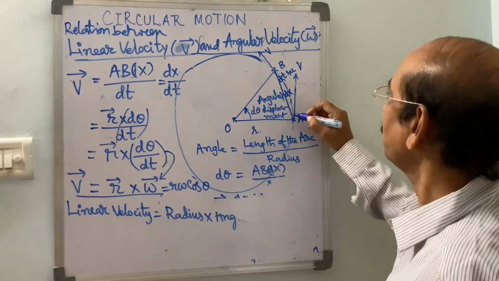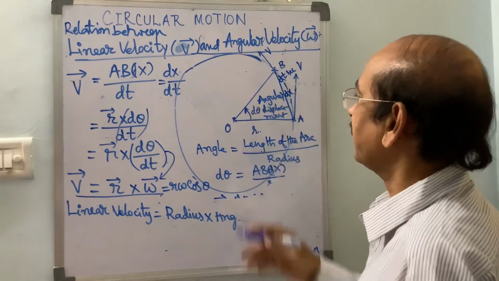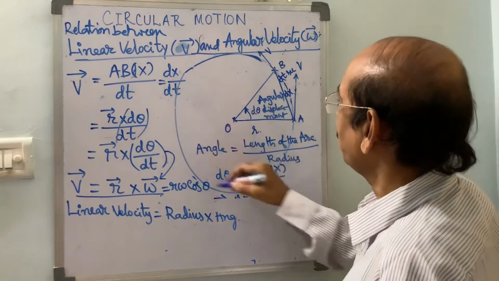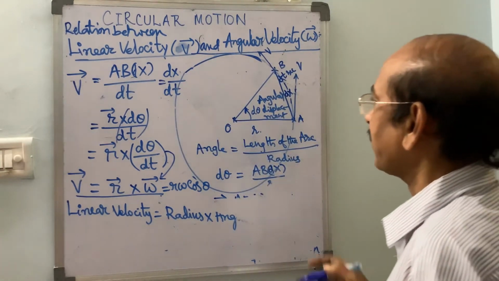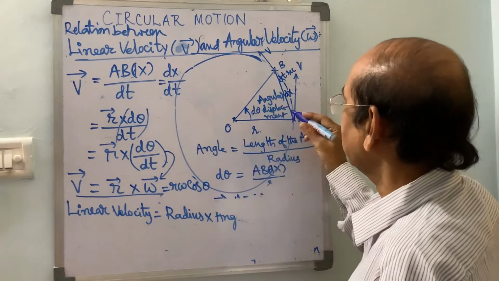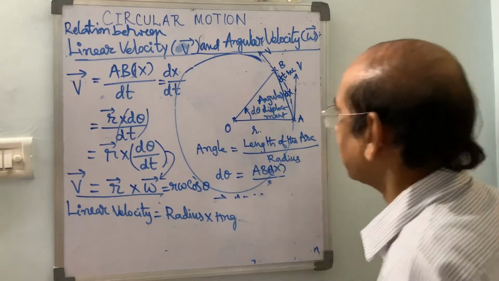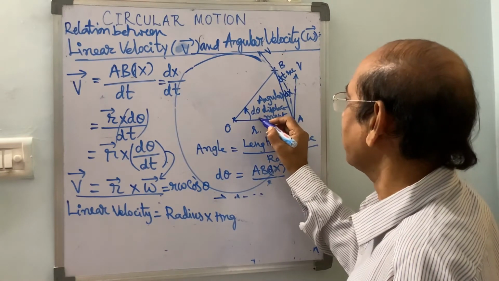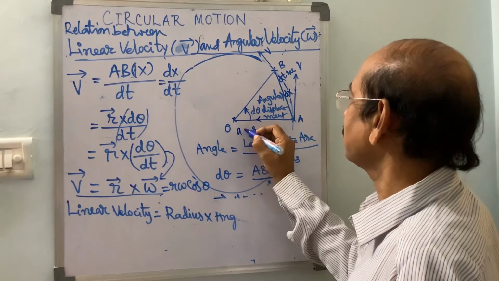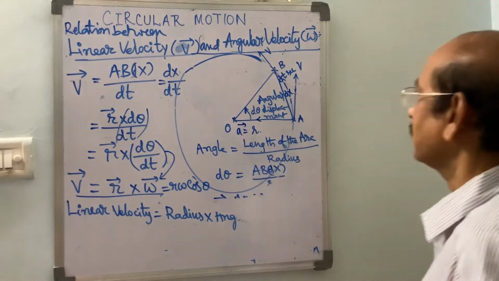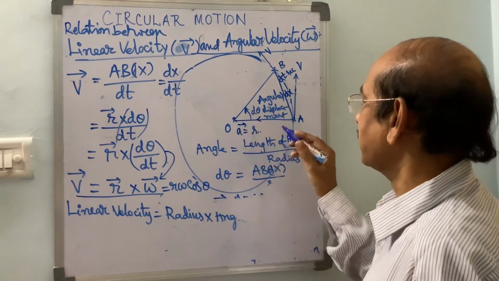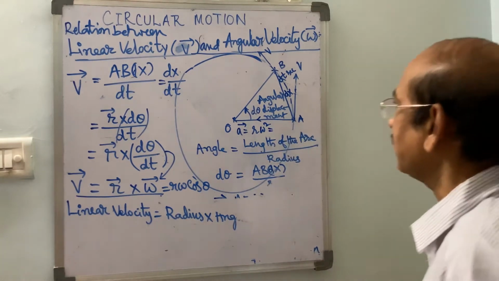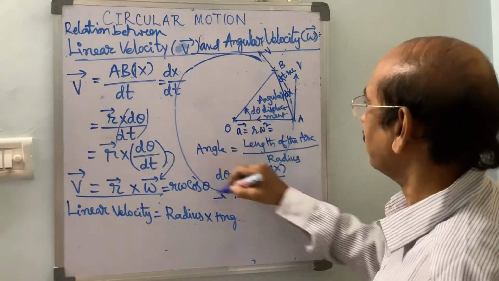Now, when the body is moving along the circumference of the circle of radius r, along the circular path, then some force is acting towards the center to keep the body along the circular path. So some acceleration is working along the radius vector AO direction. So this acceleration r omega square keeps the body moving along the circumference of the circle.